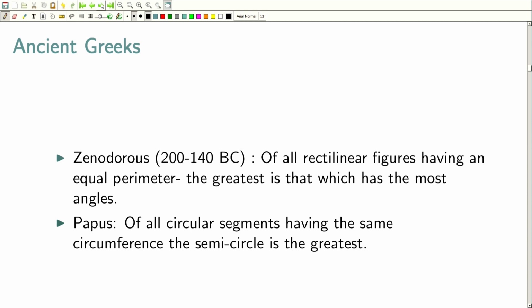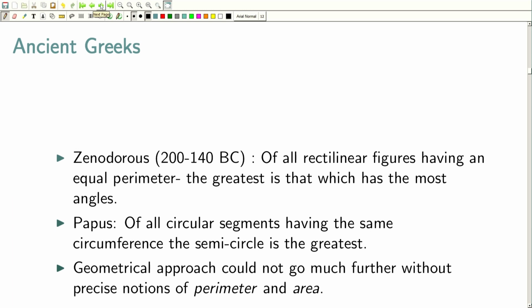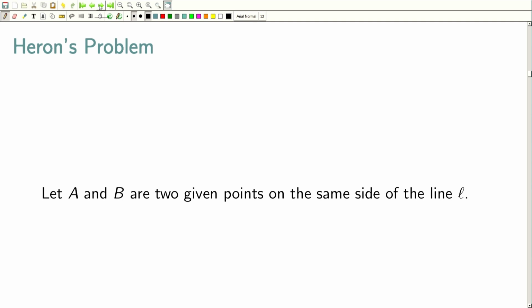And then Pappus: of all circular segments having the same circumference, the semicircle is the greatest. A geometrical approach could not go much further without the precise notion of perimeter and area. So, before talking about the problem, let us start with Heron's problem.